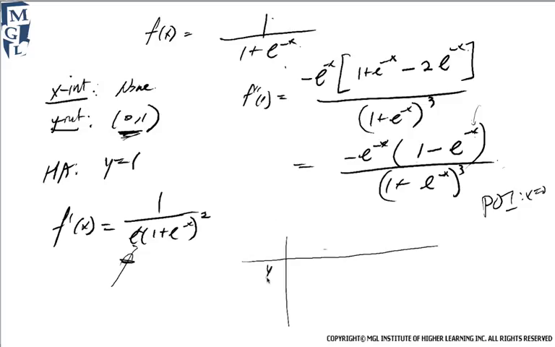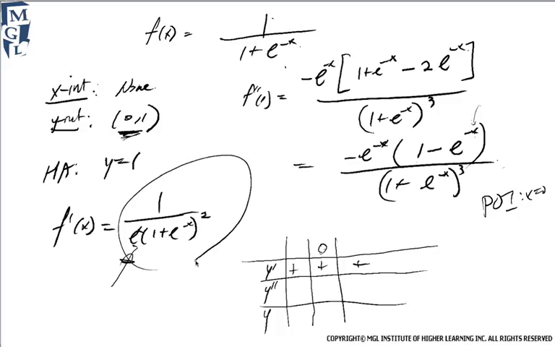So I make my table like this. The only critical point value we have is 0. I know that this is always positive, because none of the components can turn negative. This one here is 0 at x equals 0. Alright, sorry, let's change it back to half. It's 0 and half.